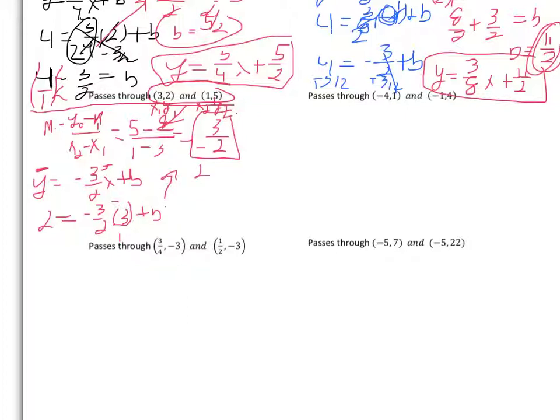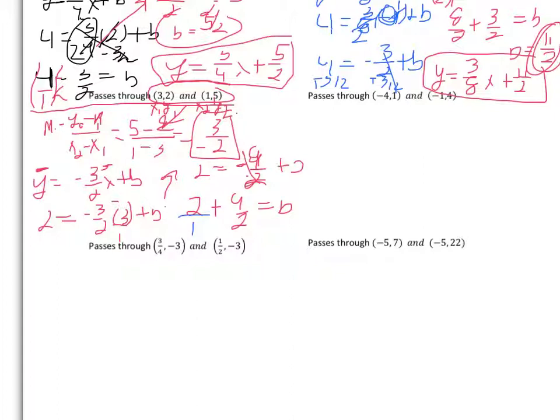So we multiply that out. We have 2 equals negative 9 halves plus b. So to get rid of this negative 9 halves, we add 9 halves. So we have 2 plus 9 halves equals b. Get our common denominator.